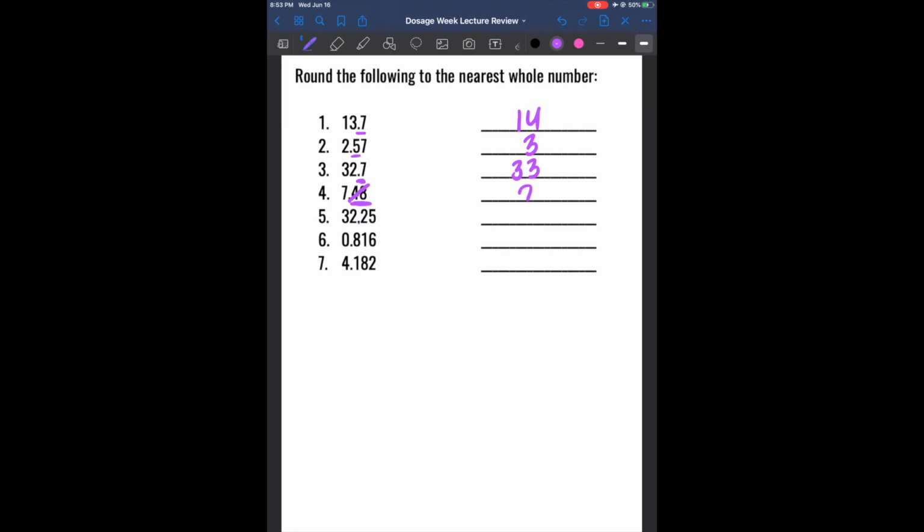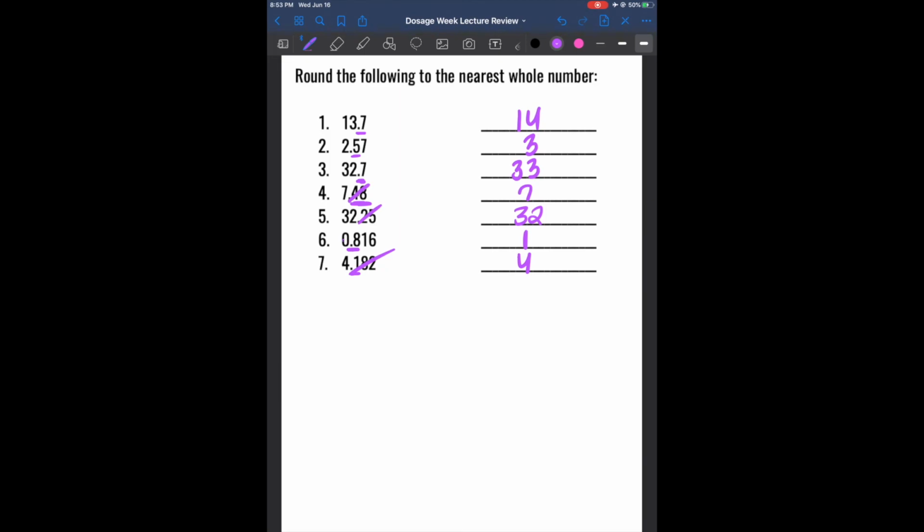Same here. Looking at the 2, 4 or less, drop it. We don't need it. We're looking at the 8 here in this one. It's 5 or higher, so we want to make that a 1 because we're adding 1 to the number in front of the decimal. So then you're looking at this last one. We're basing it off our 1. It's less than 5. Drop it. We don't need it, and we're just left with 4.